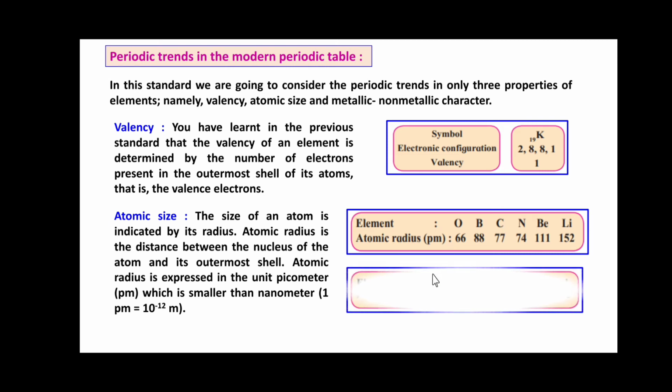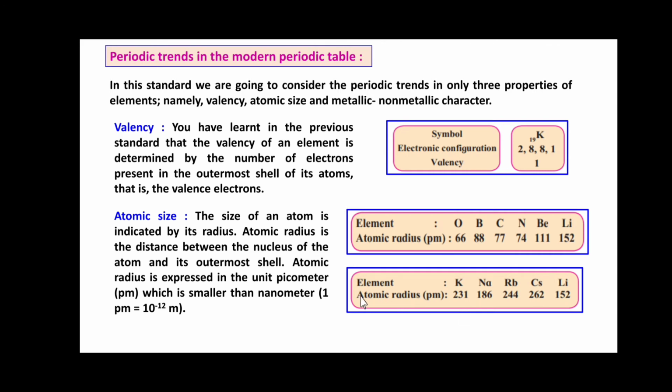One more, you could see here some elements and their atomic radii, where the atoms are potassium, sodium, rubidium, cesium and lithium. This could be seen here: 231, 186, 244, 262 and 152.